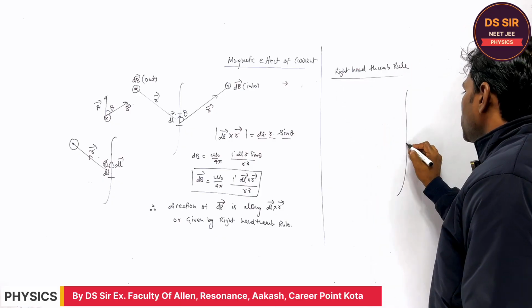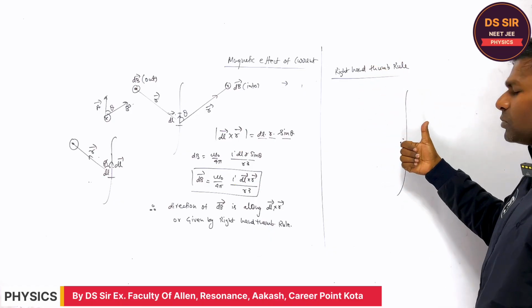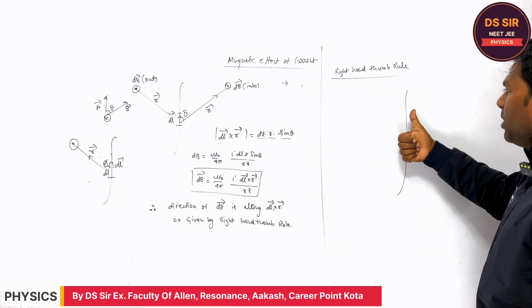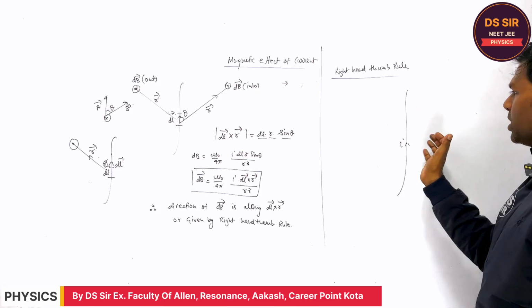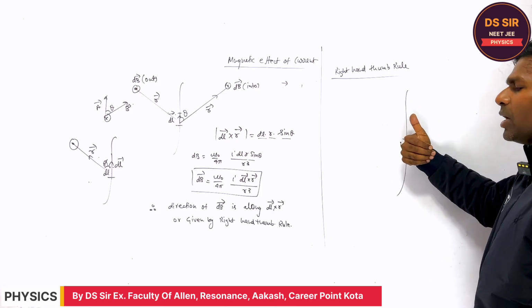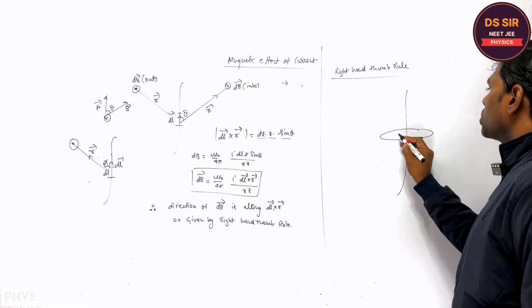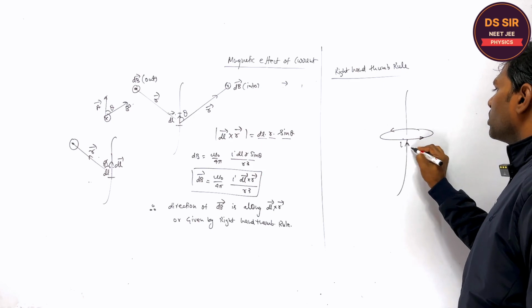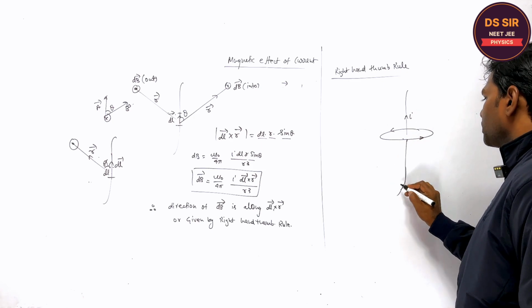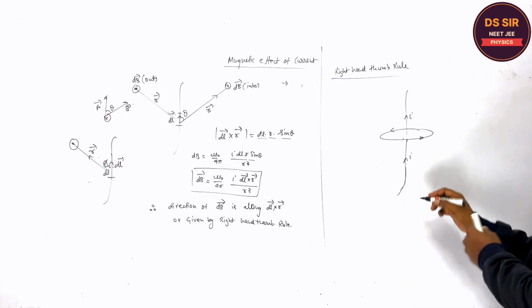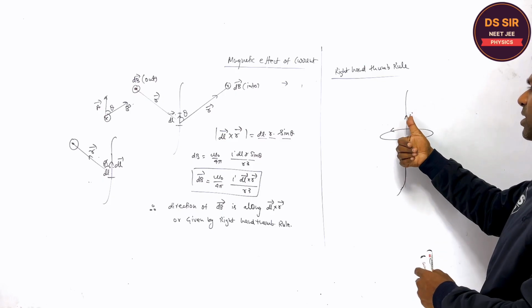According to this, if this is the current carrying wire, you hold the wire in your right hand, and the thumb represents the direction of the current. Then the curling fingers represent the magnetic field. So here the magnetic field is like this. Are you getting or not? Yes. This is the current I. So if the current is in our direction, the curling fingers give the field.